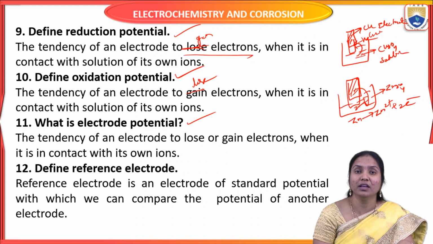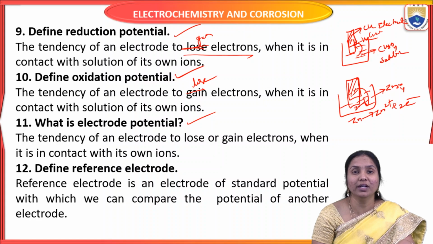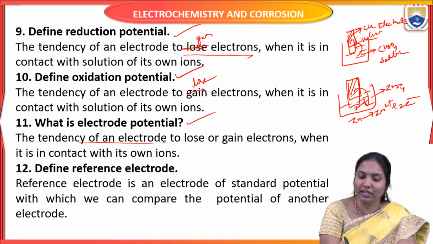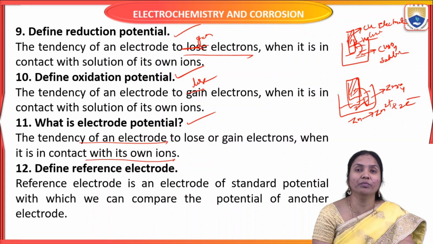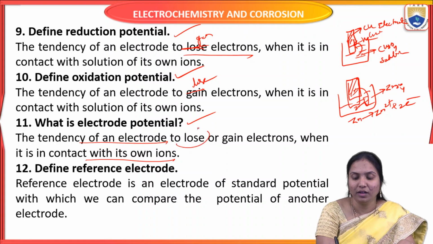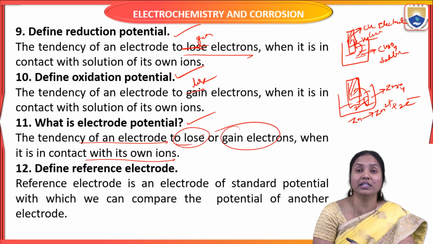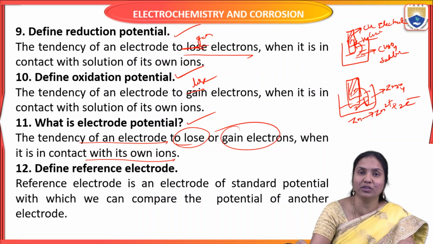An electrode is a metal or metallic rod which conducts electricity. Electrode potential means the strength of the electrode. Here, it is the tendency of an electrode to lose or gain electrons when it is in contact with its own ions. So it is the tendency of a metal to lose or gain electrons when in contact with its own salt ions. For example, a zinc electrode dipped in zinc sulfate solution, or a copper electrode dipped in copper sulfate solution.